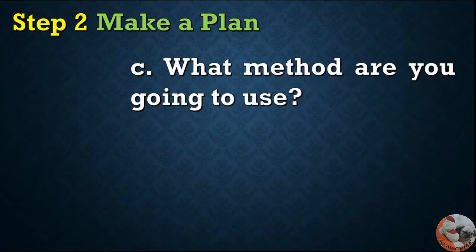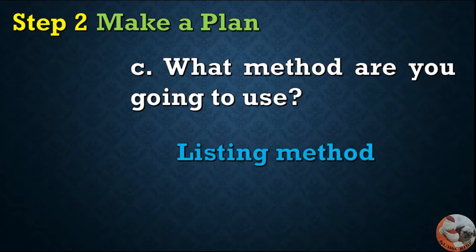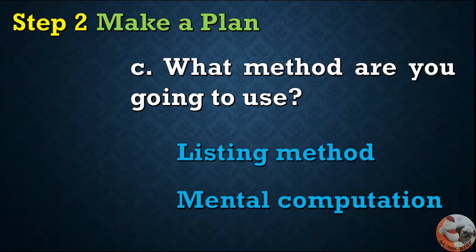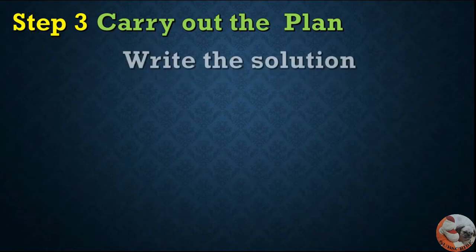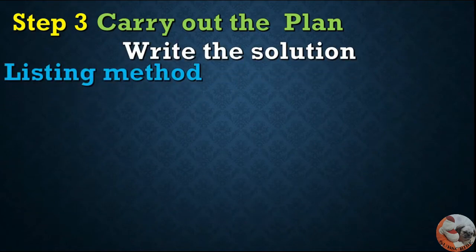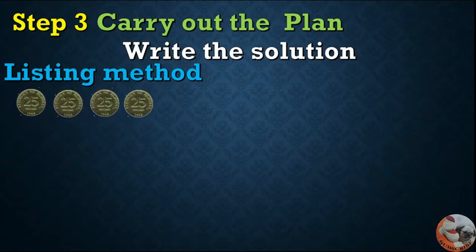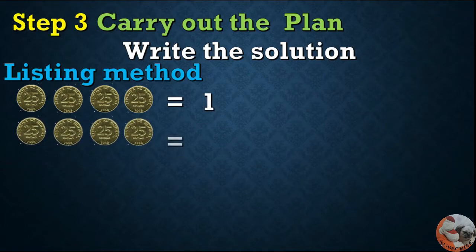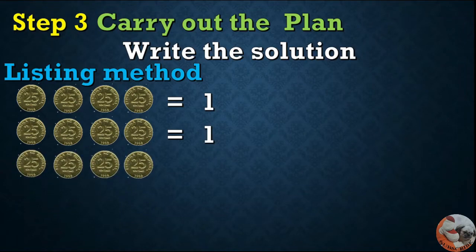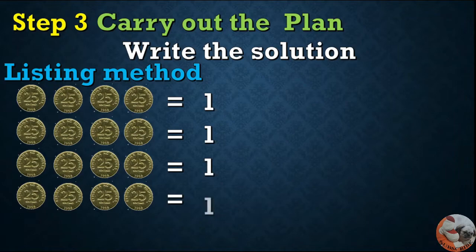What method are you going to use? Listing method and mental computation. Step 3. Carry out the plan. Write the solution. So first we have the listing method. We have 4 25-centavo coins. It is equal to 1 peso. Another 4 25-centavo coins, 1 peso. So you will have 5 pesos.